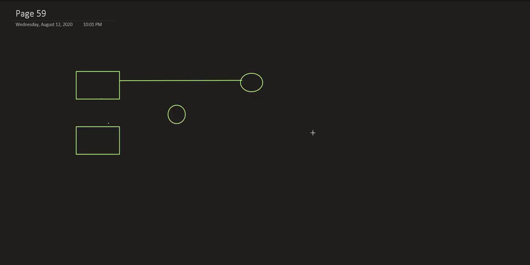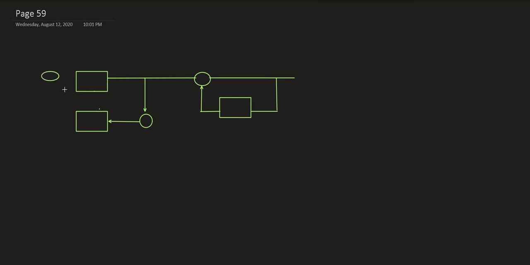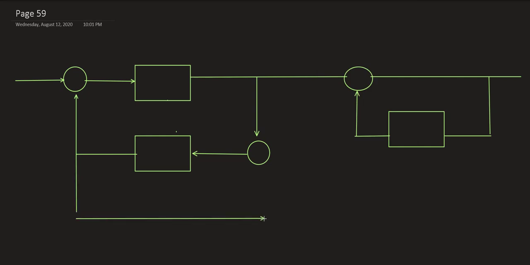Okay, so I'll draw as quickly as I can. Okay, good. So now I can start labeling these blocks in this diagram.